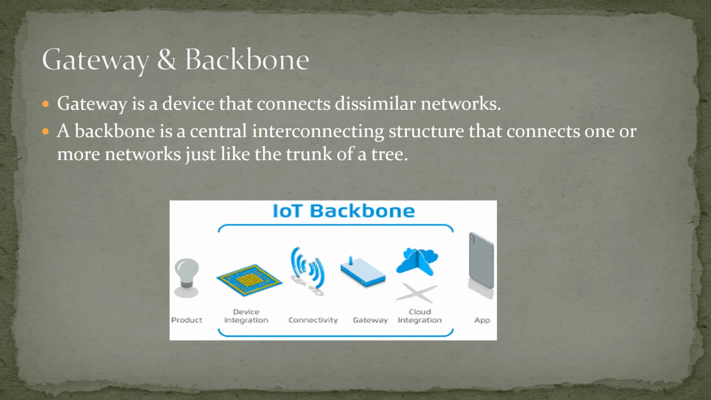Every network may use a dissimilar or different type of topology to create a LAN. So now the gateway is a sort of technology or a device which connects several types of topologies at one place. A backbone is a central interconnecting structure that connects one or more networks, just like the trunk of a tree. So a backbone is the entire connection of the network, the devices which are connected in the network, that is known as the backbone.